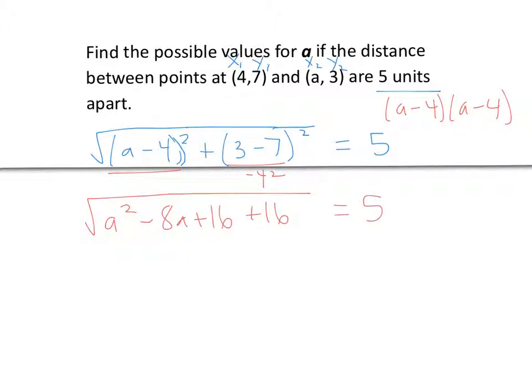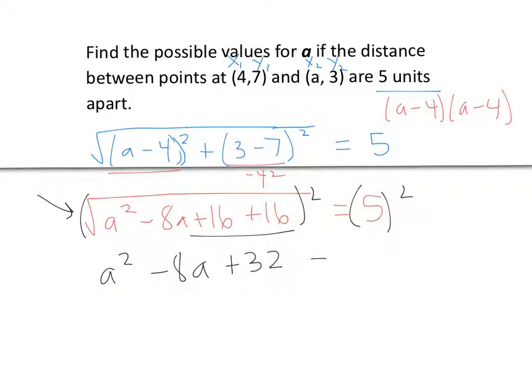Now I want to get rid of that square root on the left-hand side. So how do I undo something that's being taken the square root of? Well, I square it, so I must square both sides. And when I square something that's being taken the square root of, those two operations cancel out, and I'm left with A squared minus 8A. Combine my 16s and get plus 32 equals 5 squared, which is 25.